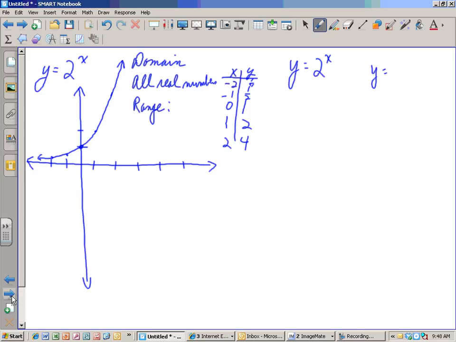So my range is all real numbers, we'll do this, greater than 0. All positive real numbers. Okay? And that's for every, well, for right now anyway, that's for every exponential growth problem. Okay? There's that part of it.